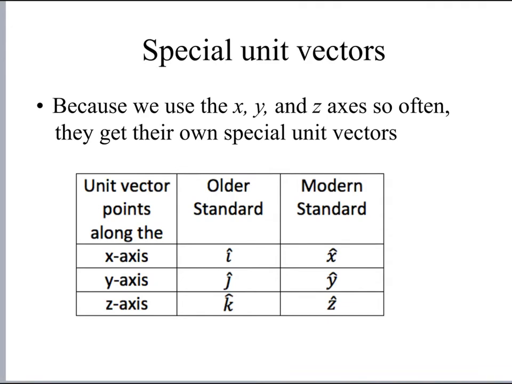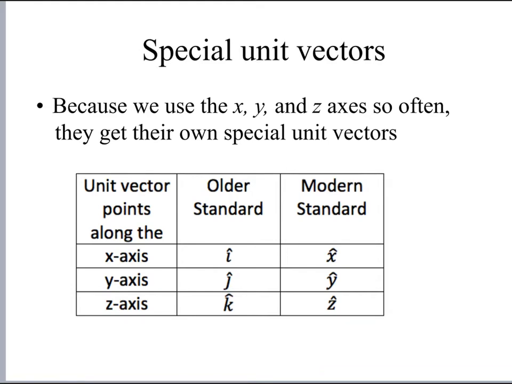And there's a couple of different standards that are very commonly used. There is the old standard, which uses i hat, j hat, and k hat, and that's how you read those, by the way, i hat, j hat, and k hat, these vectors right here. So i hat is a unit vector that points along the x-axis. J hat is a unit vector that points along the y-axis. K hat is a unit vector that points along the z-axis. This is actually the standard that is used in our textbook, and it's an older standard. You find it a lot in older books.